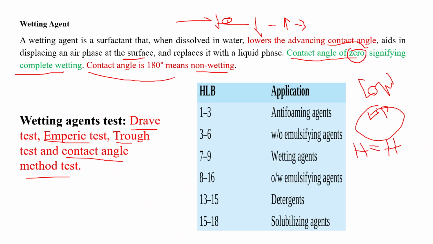If the HLB value is between 1 to 3, then it's an antifoaming agent. Try to remember this table because you may definitely get one question from it. An HLB value will be given and you have to identify which one, or a matching question can also come. 1 to 3 antifoaming agent, 3 to 6 water in oil, 7 to 9 wetting agent, 8 to 16 oil in water, 13 to 15 detergent, 15 to 18 solubilizing agent. This is more than enough for this topic or unit.